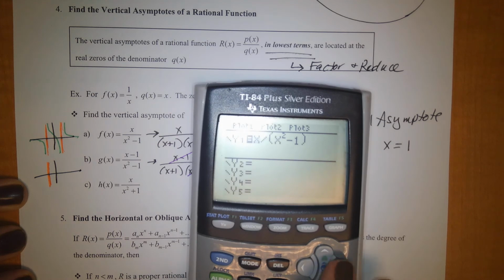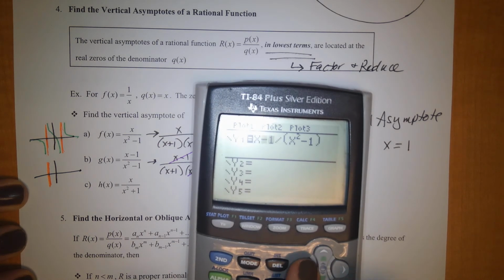So if we look at what this one would look like, we have x minus 1. I should put that in parentheses.